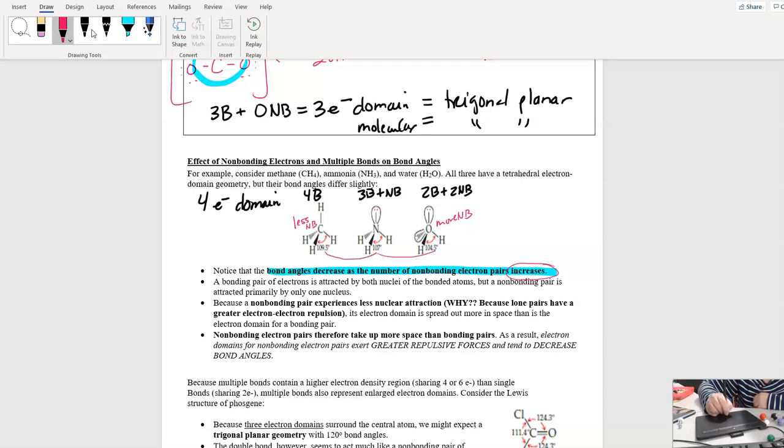Non-bonding pairs experience less nuclear attraction. Very key. Remember, nuclear attraction is attraction to the nucleus, because lone pairs have a greater electron-electron repulsion. So they are making that attraction to the nucleus weaker because they're trying to get away from those electrons. So they tend to space out more. They tend to spread, and that's what changes angles. Non-bonding pairs therefore take up more space than bonding pairs. I think we've covered that also.